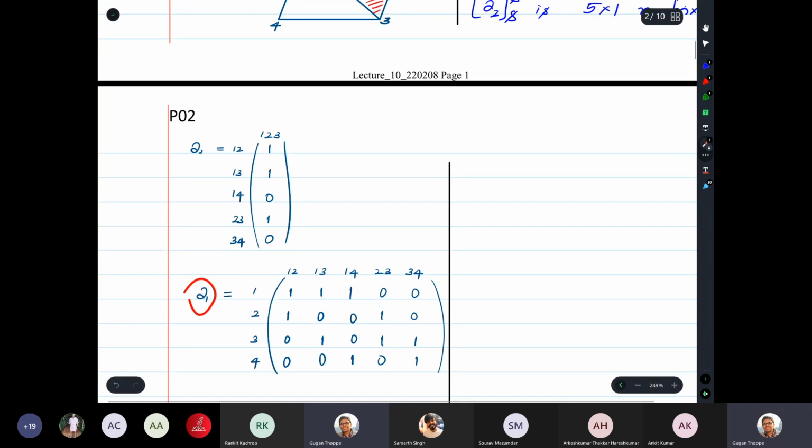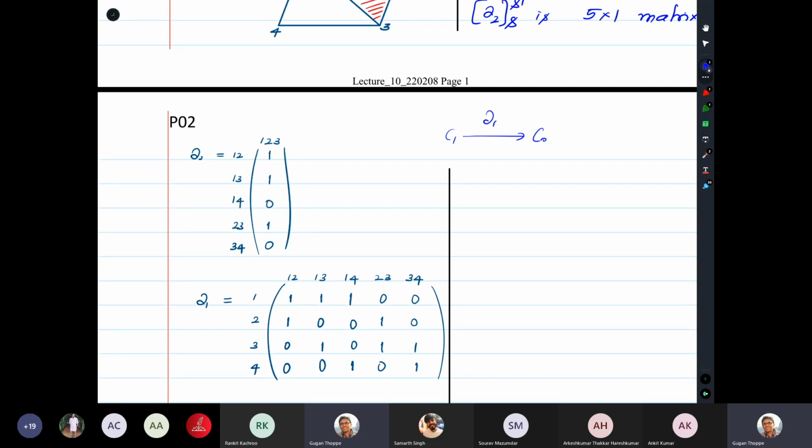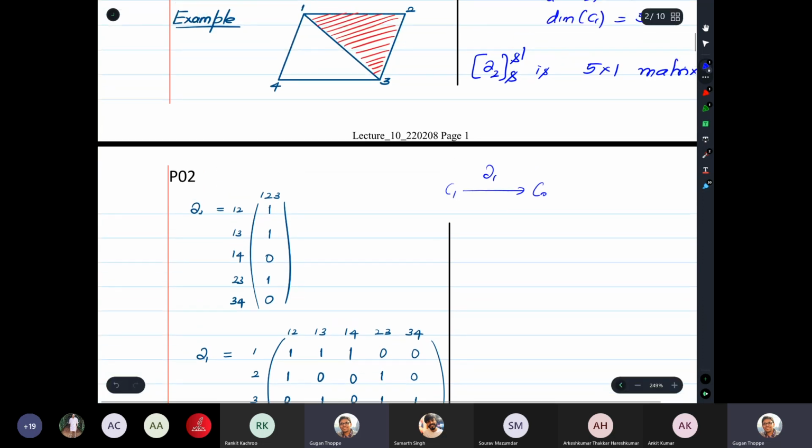Now we have to look at the matrix corresponding to the ∂1 operator. Again, the first thing we have to do is understand the dimensions. What is the dimension of this ∂1 matrix? It goes from C1 to C0. The dimension of C0 is the number of vertices that are present here.